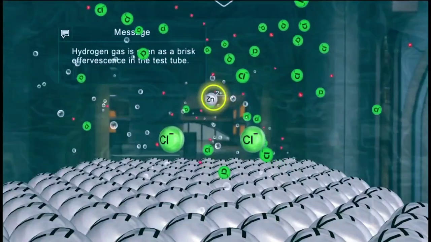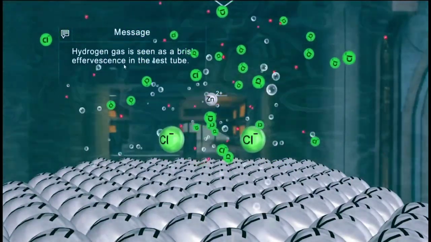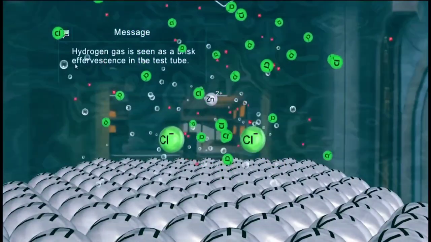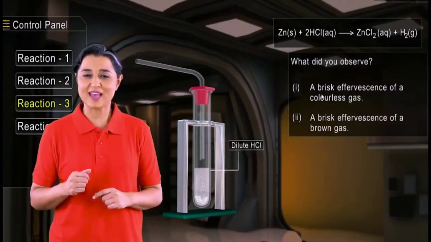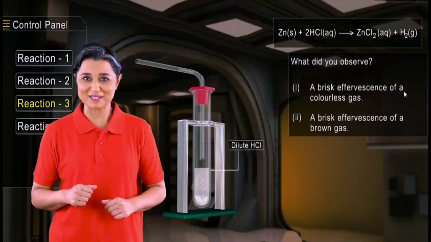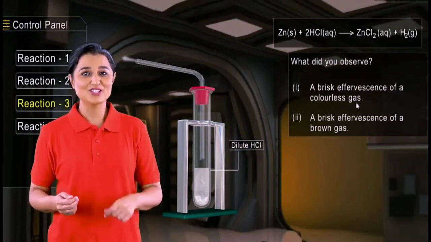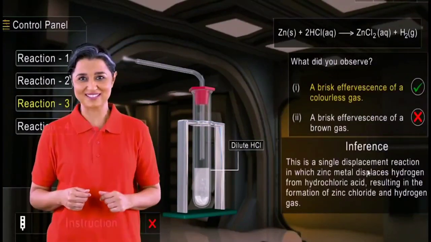Simultaneously, Zn+2 ion gets attracted to the negatively charged chlorine atoms and forms aqueous ZnCl2. Hydrogen gas is seen as a brisk effervescence of a colorless gas. Zinc has replaced hydrogen from the acid. So this is an example of a single displacement reaction.